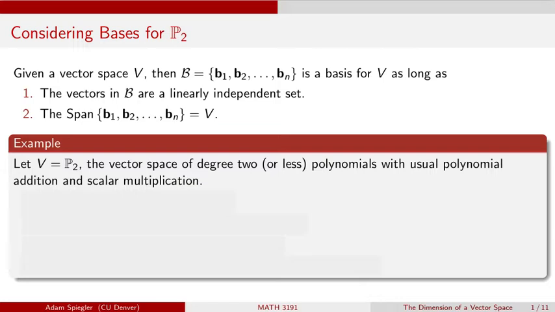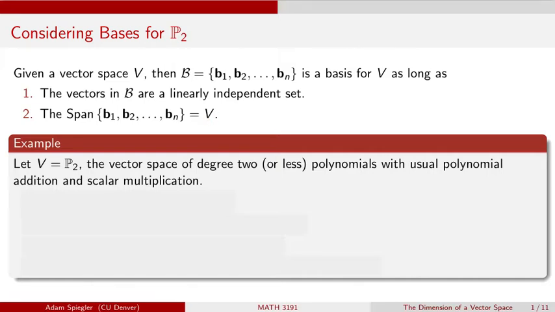So just to recall the definition of a basis for a vector space, we say that a set of vectors B that contains vectors b1, b2, up to bn forms a basis for a vector space as long as, first, the vectors in this set B are linearly independent, and secondly, the span of all of the vectors in this set equals the vector space V itself.